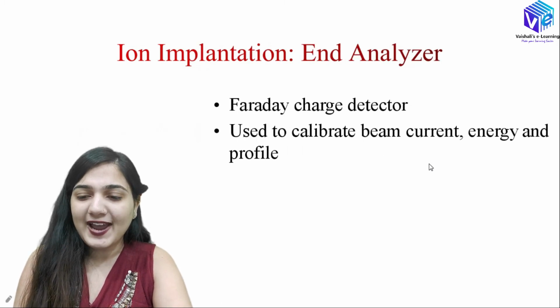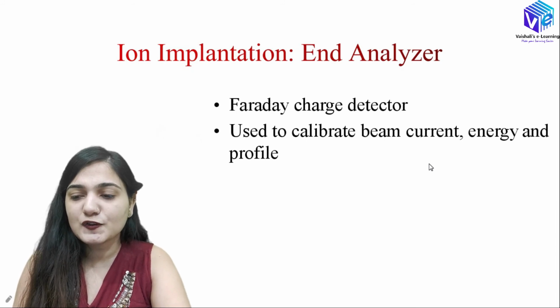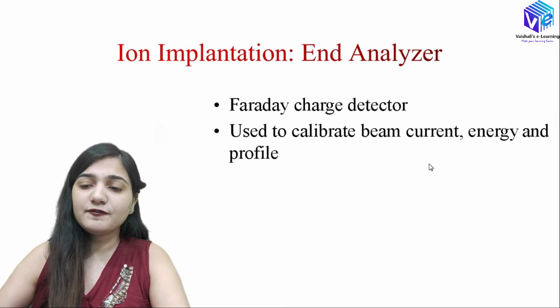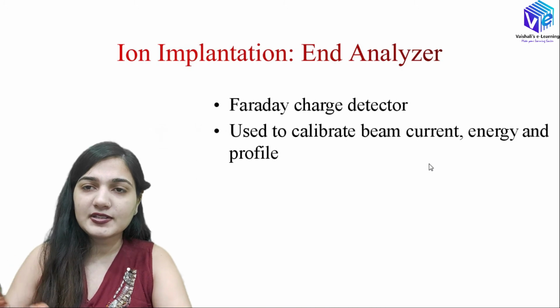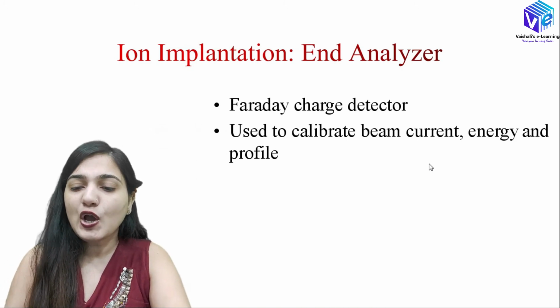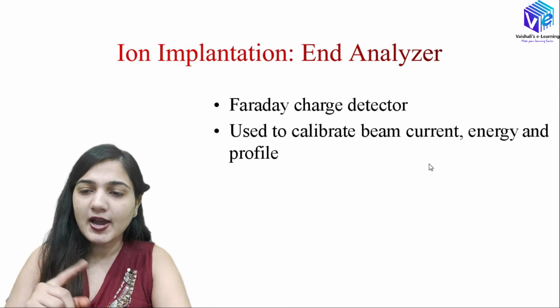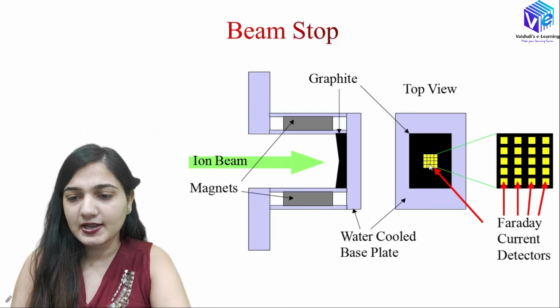Okay, so now coming to the analyzer. It is the Faraday charge detector. It is used to calibrate the beam current, energy and the profile as well. So this is the use of the analyzer. If there is any problem related to the charge or the beam current or energy or in the profile of the doping region, I will get to know with the help of the analyzer.